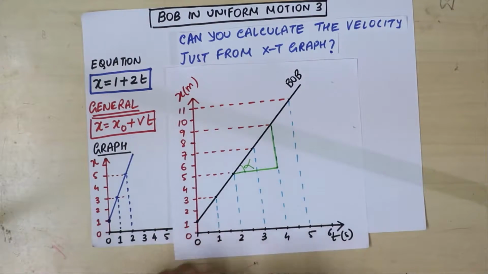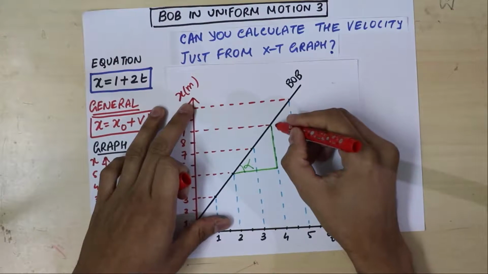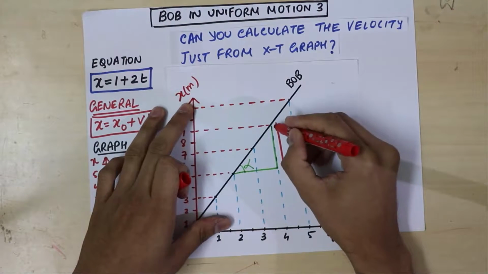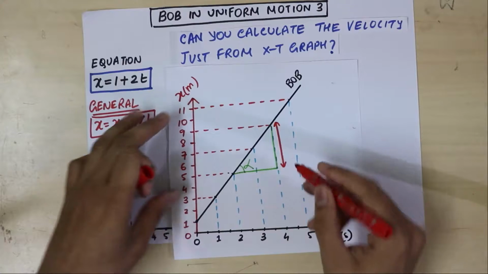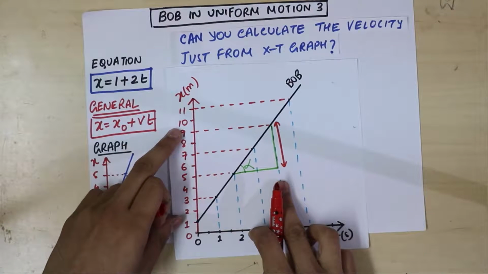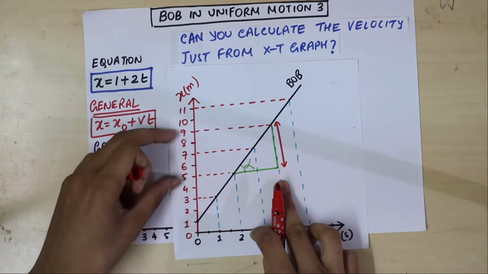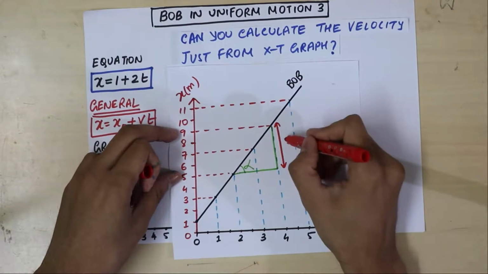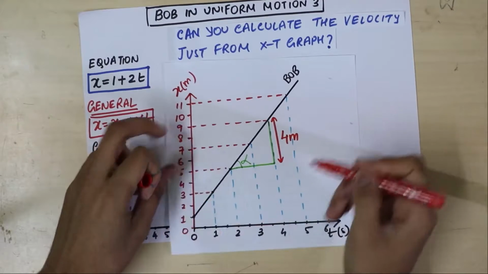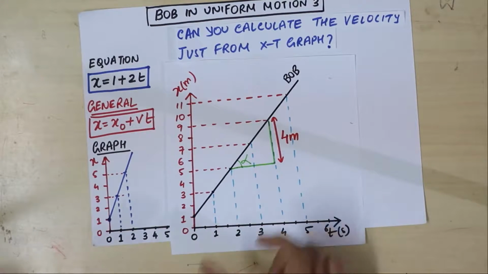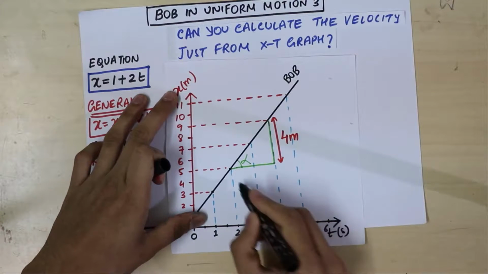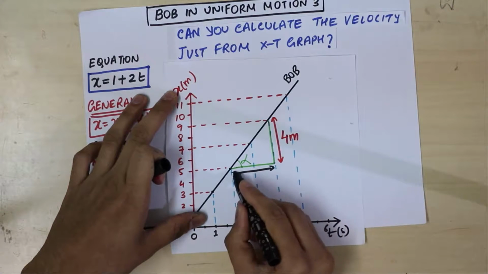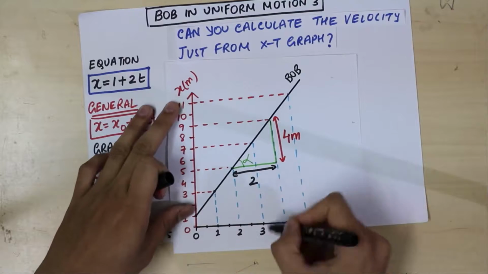Now let's concentrate on this length. I'll call this the vertical length, and the vertical length, as you can see, is 9 minus 5. It's this distance. That is 4, that's 4 meters. Okay, and what is this horizontal length? Well, horizontal length is 4 minus 2. You see, it's this one. It is 4 minus 2. That is 2 meters. Sorry, that's 2 seconds.